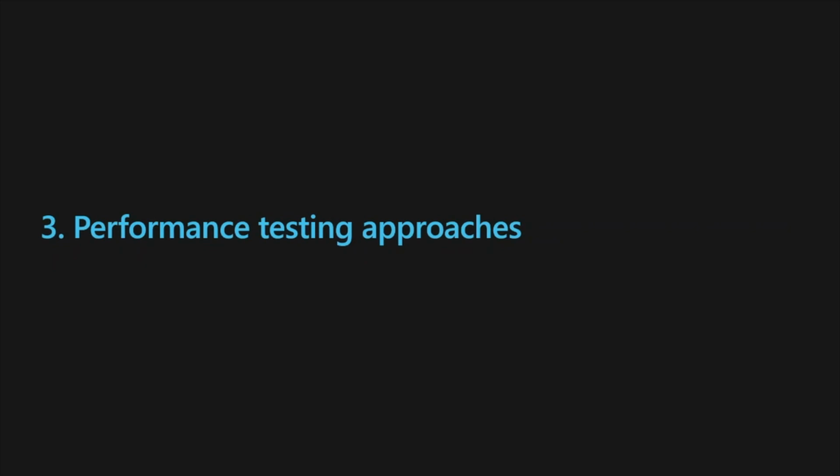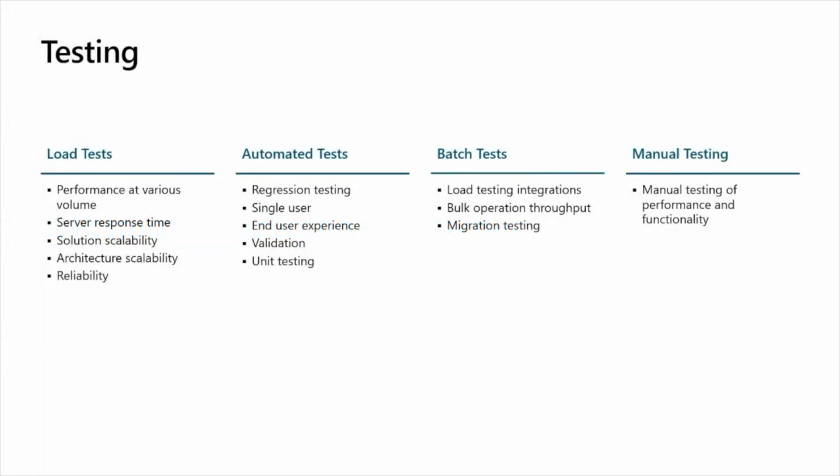Next, we'll quickly cover the different approaches to performance testing. When we think of performance testing, we can broadly think of these 4 approaches: load testing, automation testing, batch testing, and manual testing. The load testing approach is to ensure functionality works at scale.